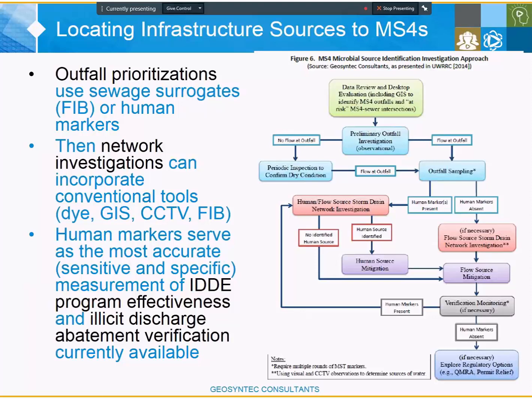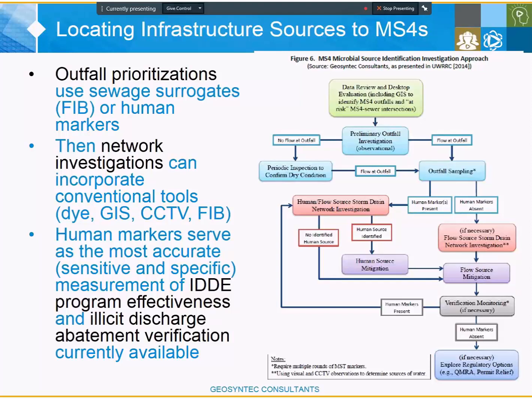The outfall prioritization step, to be effective for eliminating human waste sources, would use sewage surrogates like fecal indicator bacteria or human markers, even better, which are more sensitive, as we learned in previous presentations, and more specific to human waste. Once outfalls are prioritized, this is a flowchart that we're showing here that basically describes what I'm discussing. It's something that we presented to San Diego County and then summarized in our ASCE manual and in the Colorado report.